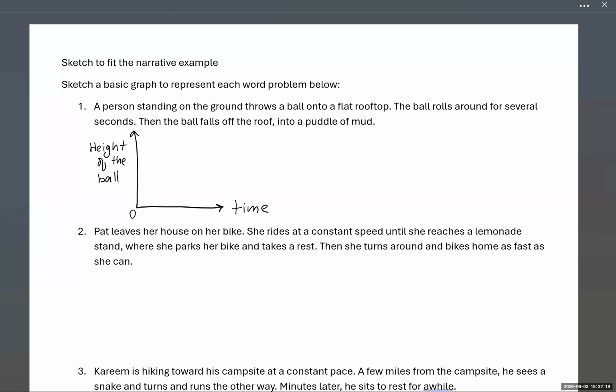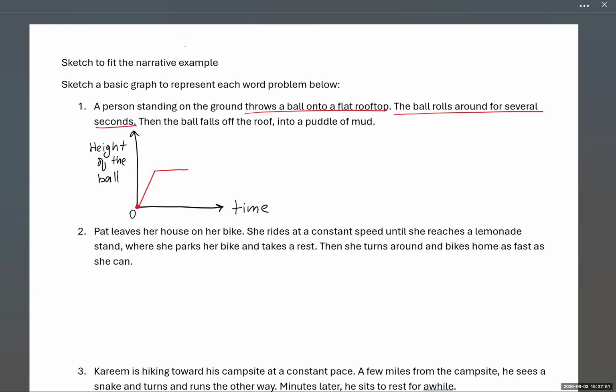The person is standing on the ground level, so it's going to start at 0, 0. It throws the ball onto a flat rooftop. So when you throw the ball, the height of the ball is going to increase. The ball rolls around for several seconds on the flat rooftop. Because the rooftop is flat, while the ball is rolling around on that rooftop, the height of the ball is not changing. So it is going to be constant for a few seconds.